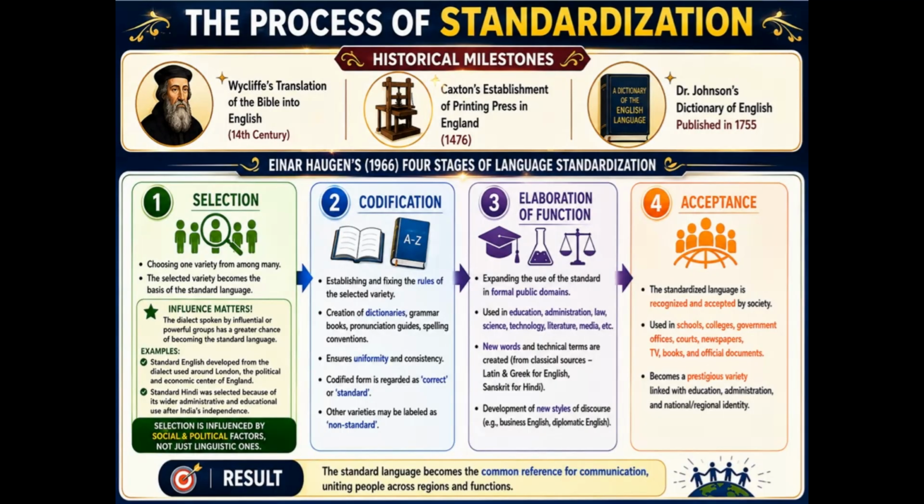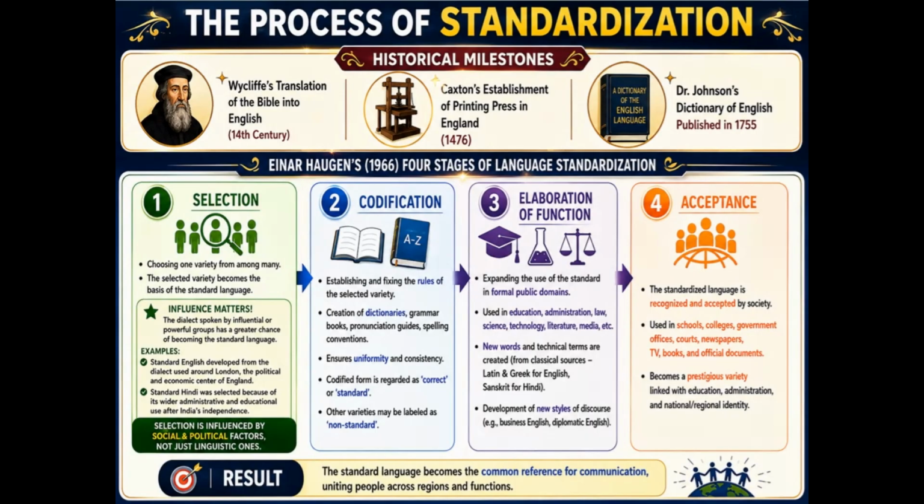So, now we will come to the next process, that is stage 2, which is codification. Now, after we have selected the standard variety, codification takes place, means establishing and fixing the rules of the selected language variety. At this stage, language experts prepare dictionaries, grammar books, pronunciation guides and spelling conventions. This ensures that everyone follows the same rules. For example, dictionaries standardize spellings, grammar books explain sentence structure, and pronunciation manuals provide guidance on accepted pronunciation. As a result, one variety becomes the accepted reference point for education, administration, literature, and official communication.